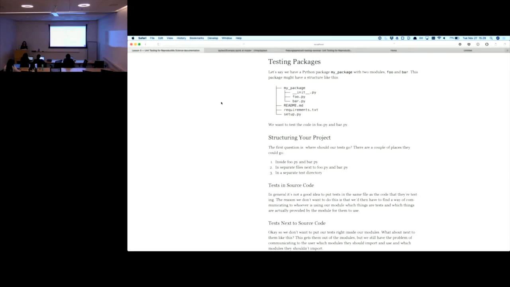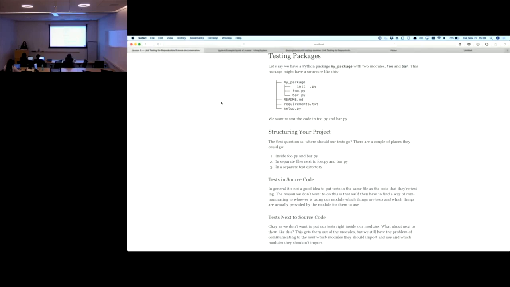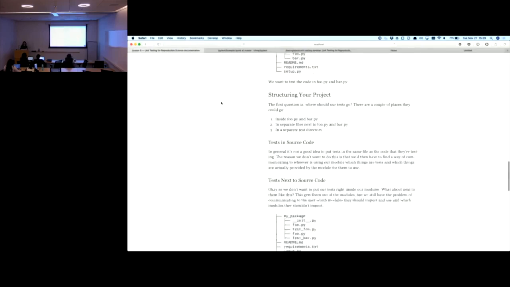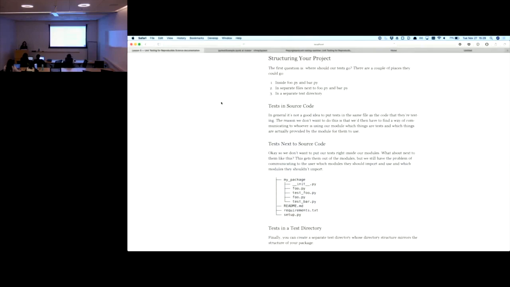The first option is that I could put my tests directly in my modules. I could put my tests in test files next to my modules. This is what we looked at with nums and testnums.py. They were right next to each other. Or I could put my tests in a completely separate directory of my project. I want to talk through each of these different places and the pros and cons of each.